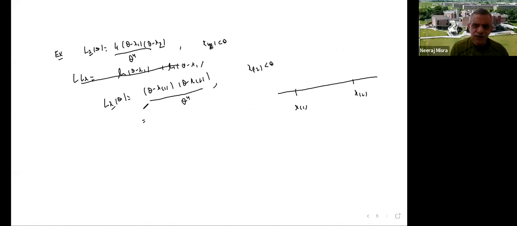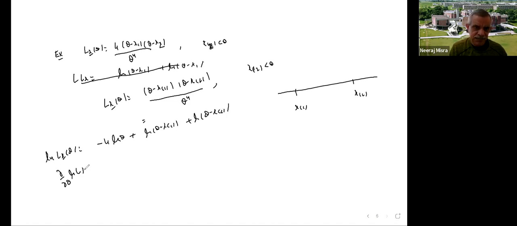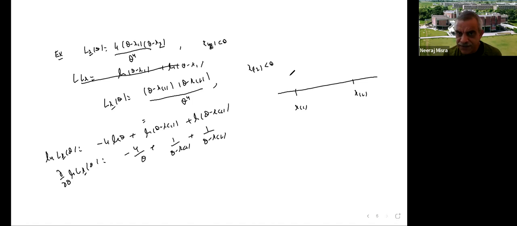So to see the behavior, I can just consider log of L(x, theta), which is minus 4 log theta plus log of theta minus x1 plus log of theta minus x2. I study its behavior with respect to theta, which is minus 4 by theta plus 1 upon theta minus x1 plus 1 upon theta minus x2. And then I see its behavior. So let's see the video of the last tutorial. I've completely solved this problem over there. Is that okay?